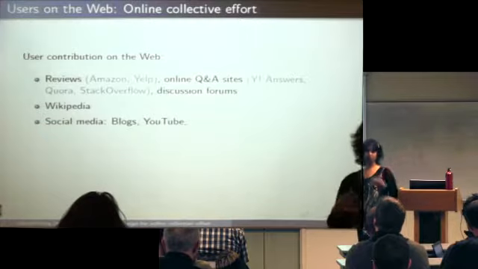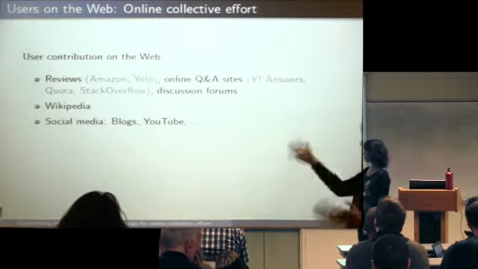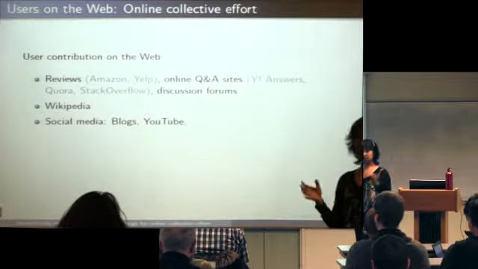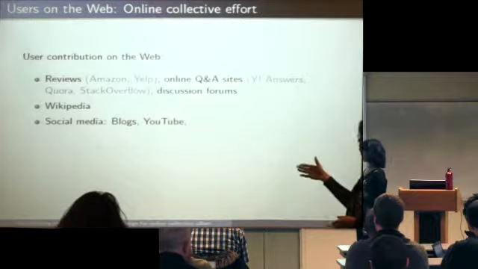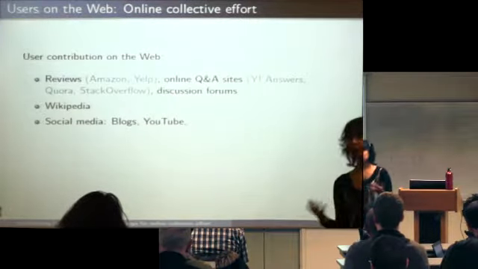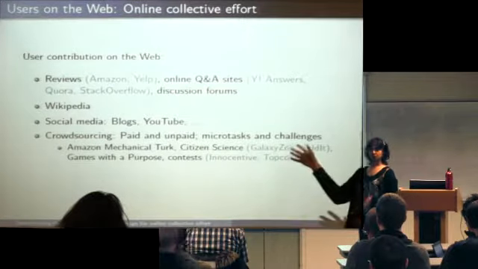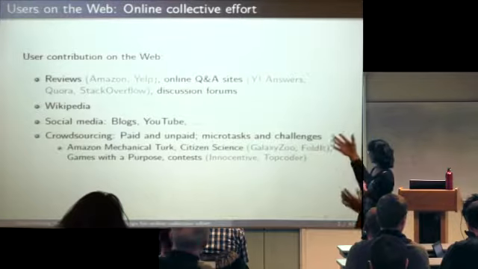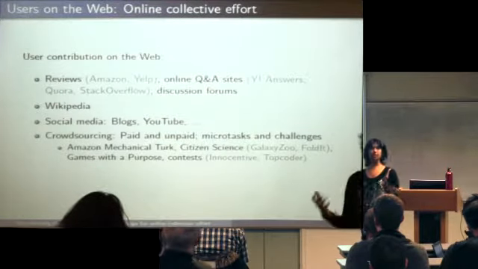Discussion forums where people just offer each other comments, suggestions, support, and so on. There's of course Wikipedia, which is the best known example of online peer production. There's social media like blogs and YouTube, and most of the content you're reading on the web right now is probably user-generated content by and large. Then there's also crowdsourcing, and here there's both paid and unpaid crowdsourcing and micro tasks and bigger tasks.